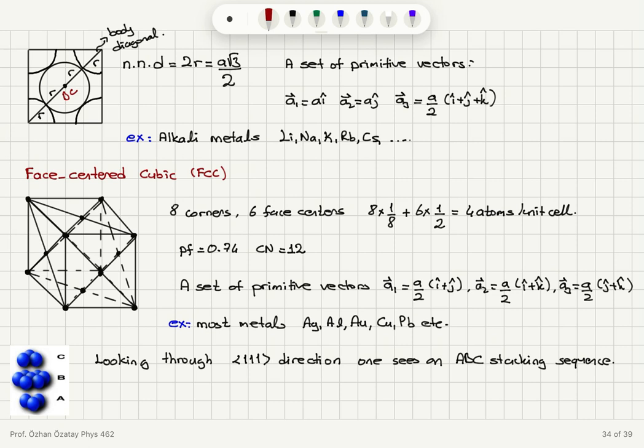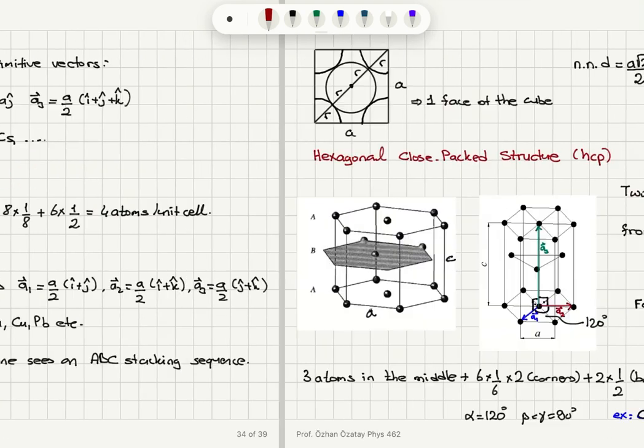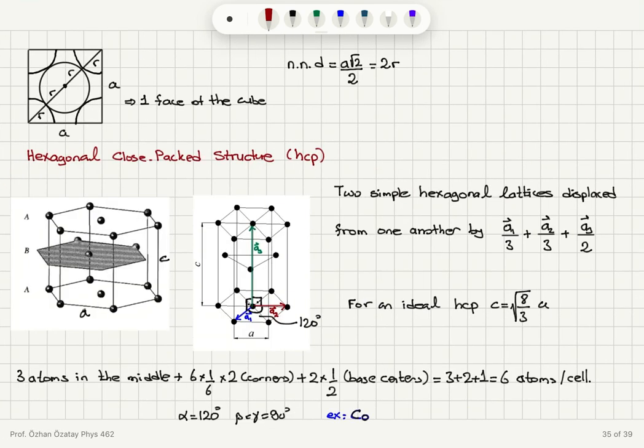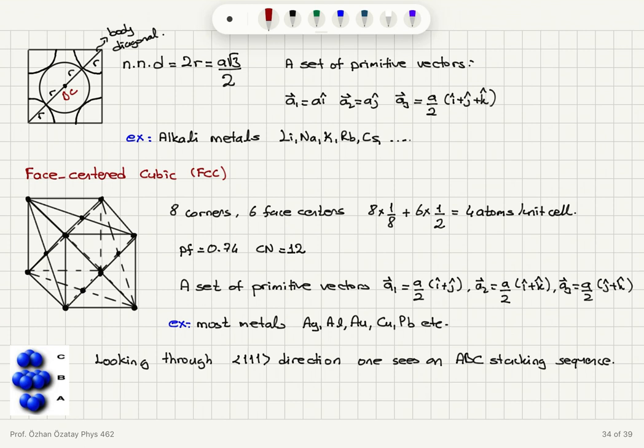The coordination number for the face-centered cubic structure is 12. And where are the nearest neighbors here? The nearest neighbors are basically at the faces, and the nearest neighbor distance is a√2/2, which is equal to twice the radius, or the diameter, of one of the hard spheres in this approximation.